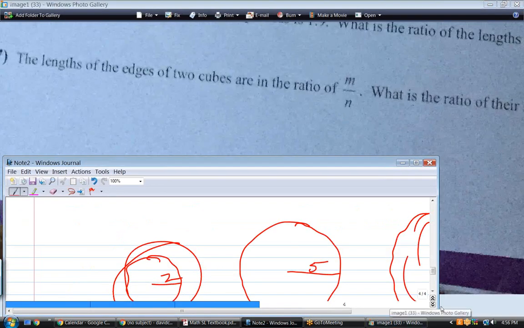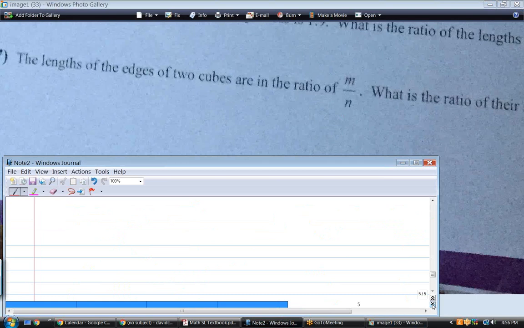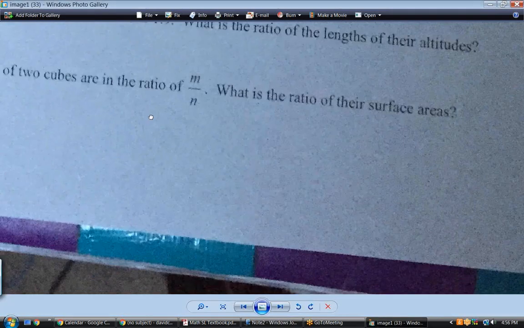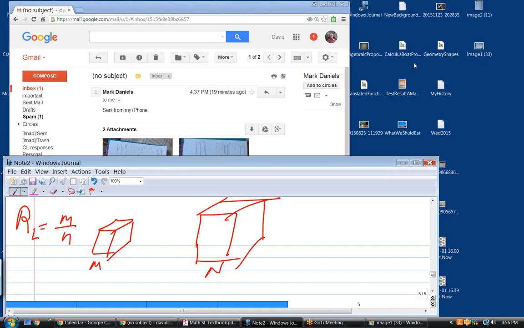The lengths of the edges of two cubes are in the ratio of m to n. So there's one cube that has a side of m, and there's another cube, we'll make it bigger, and it has a side of n. So there's the ratio. That means the linear ratio is m over n. I don't really care which one's smaller. What is the ratio of their surface areas?